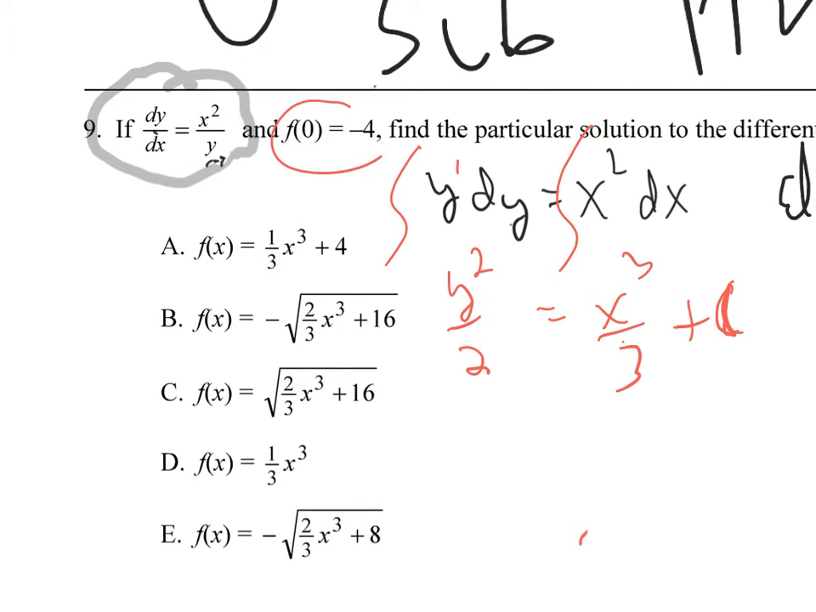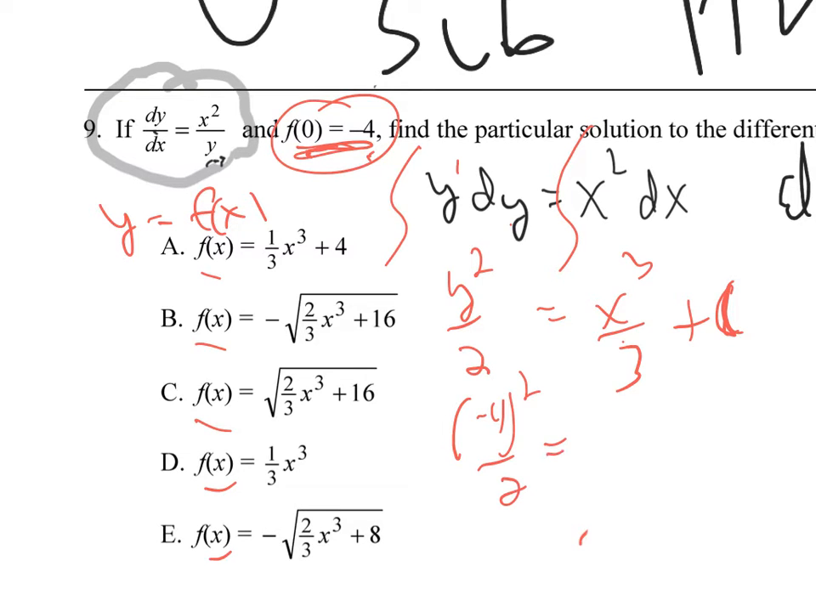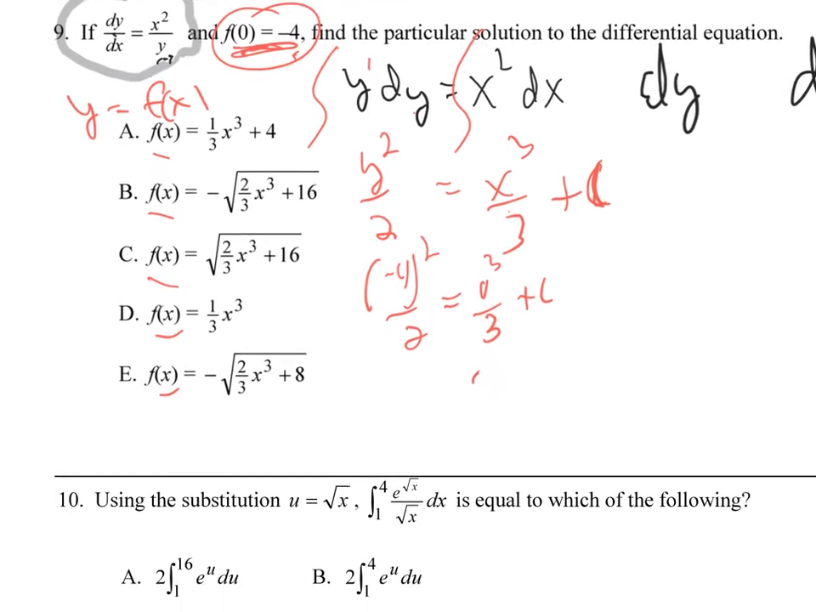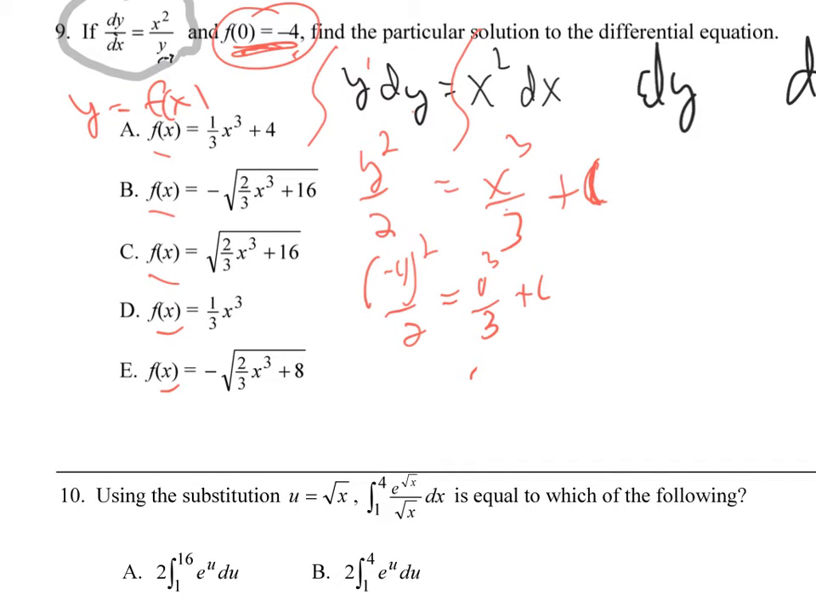Now he gives us an initial condition because I don't know what the equation is. So we're looking for an equation for f of x. y equals f of x. So basically, I'm going to have to solve for y, but I can solve for y now or solve for y later. I'm going to solve for y later and plug in my x of 0 and my y is a negative 4. So that gives me negative 4 squared over 2 equals 0 cubed over 3 plus c, which gives me a nice clean 16 over 2 equals c, or 8 equals c.